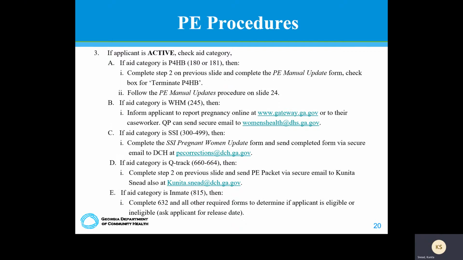If the individual is active on Women's Health Aid Category 245, you will inform the member that she will need to report her pregnancy directly to DFACS. She can go online to gateway.ga.gov or report it to her caseworker. If she calls the 1877 number, I was informed a few weeks ago that if they call that number and listen to the prompts to speak to somebody, if their caseworker information is on their case, they should be transferred directly to their caseworker. But the first thing I will highly recommend them to do is to just go online and report it as a change.